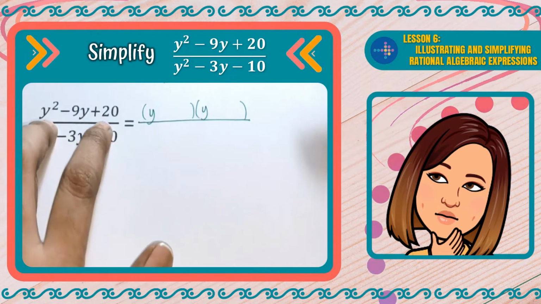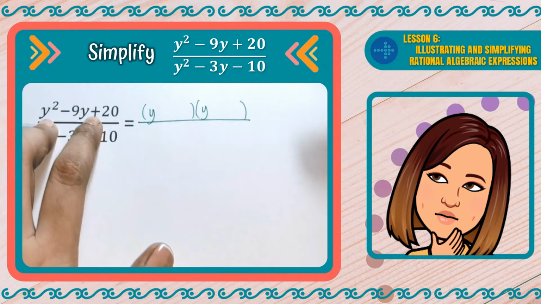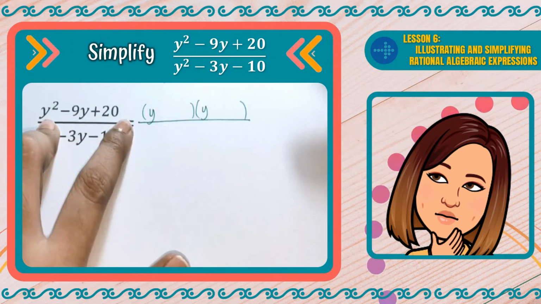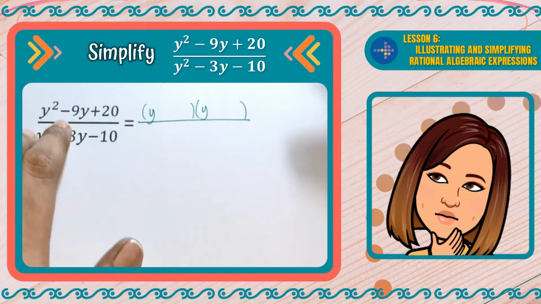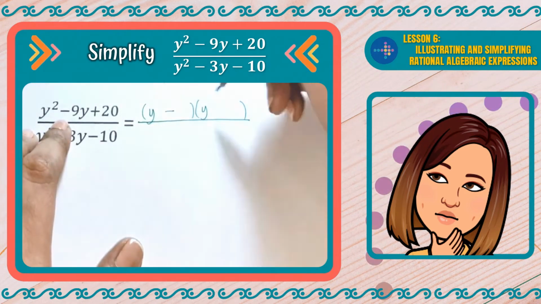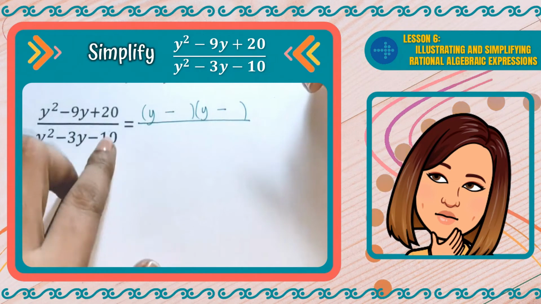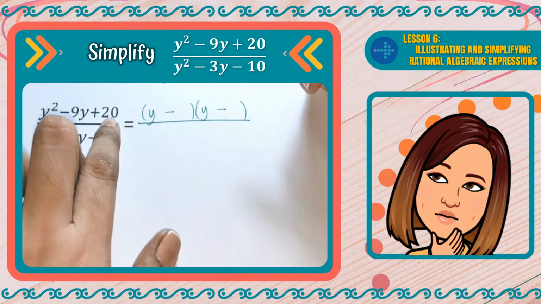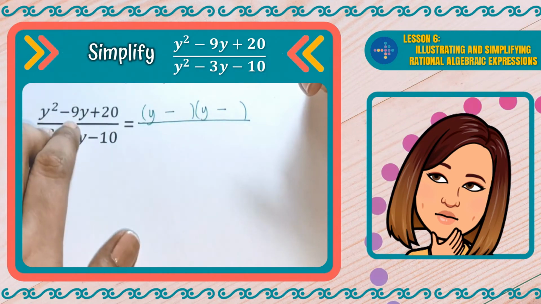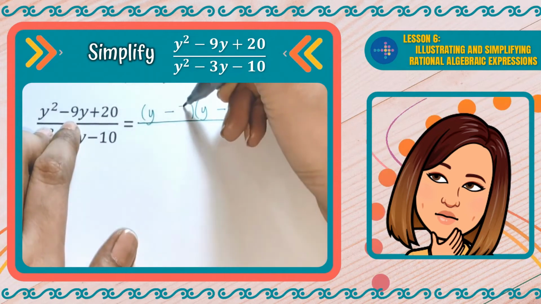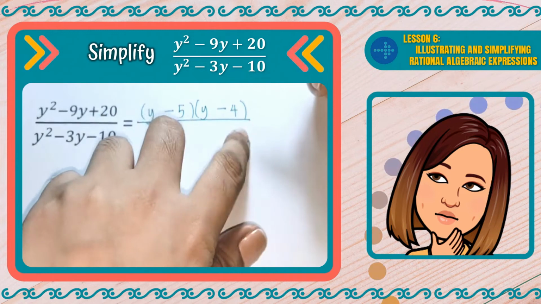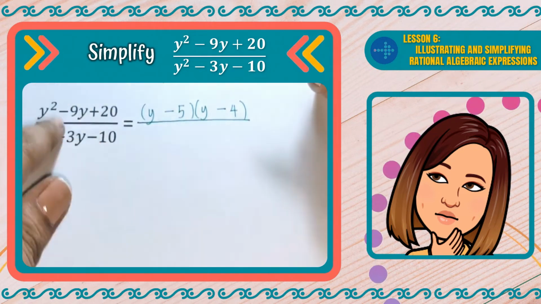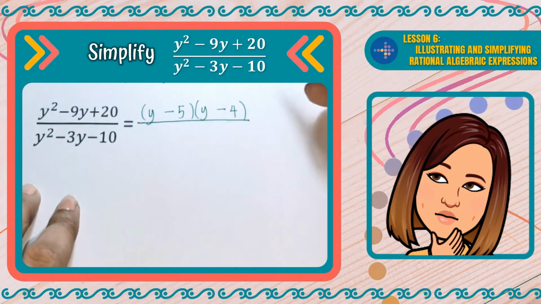So, yung sign nila is magkapareho since ang last term natin ay positive. Pareho silang negative kasi ang middle term natin ay negative. Then, factors ni 20 na kapag inadd, 9 ang magiging sagot. So, yung dalawang number na yun ay 5 and 4. 5 times 4, 20. 5 plus 4, 9. How about in the denominator?